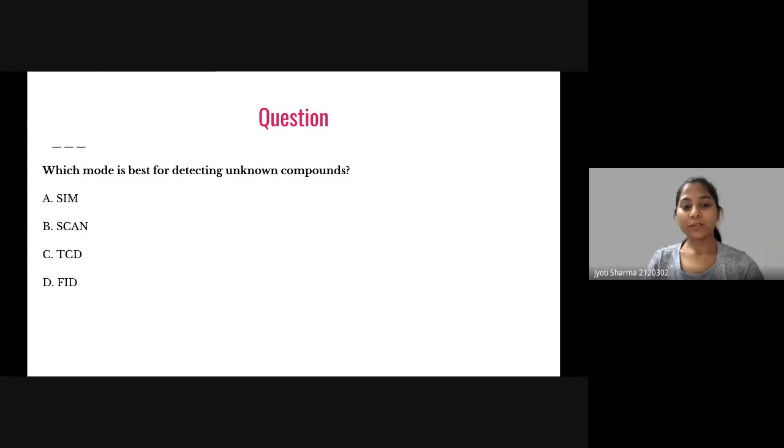Which mode is best for detecting unknown compounds? We already have talked about this in the table. So we have four options: SIM, SCAN, TCD, FID. If we want to detect unknown compound, yeah, B answer is the right one. That is SCAN.